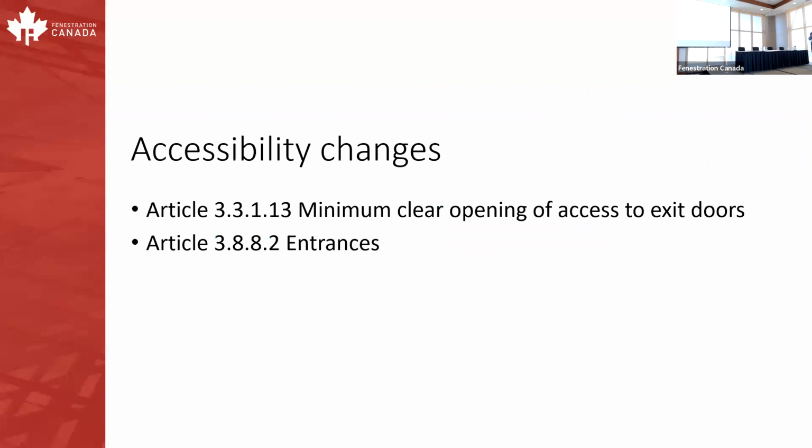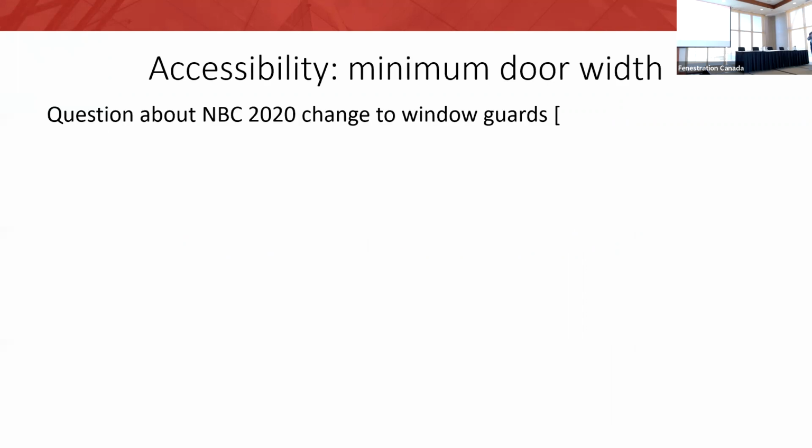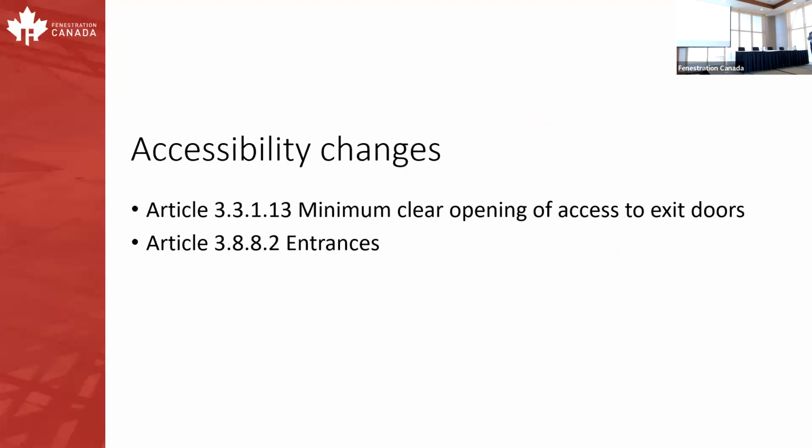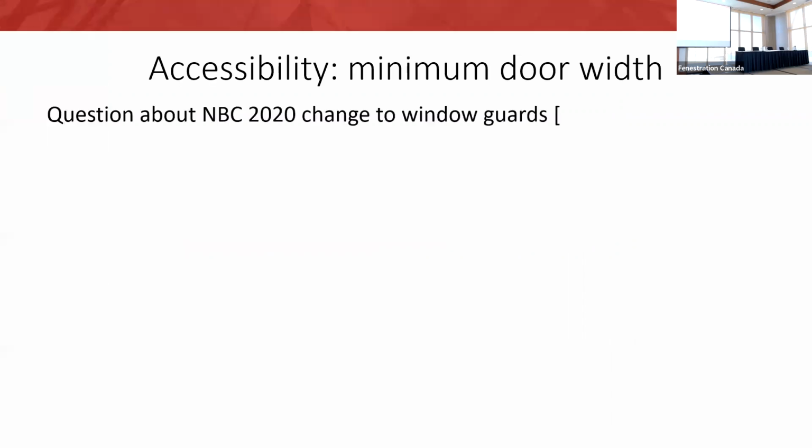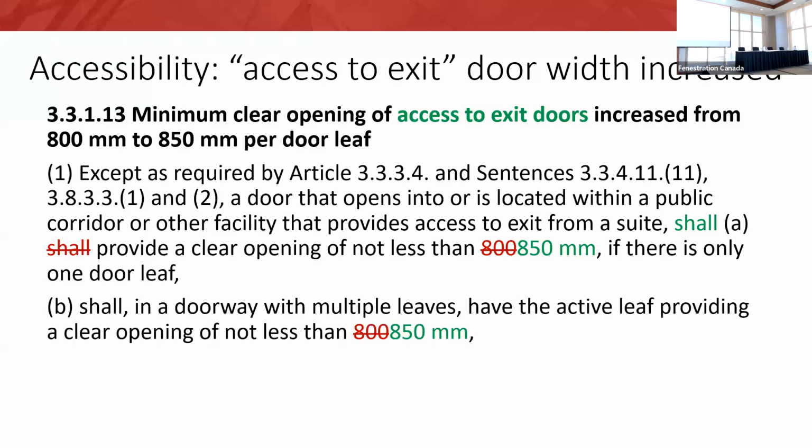Interested in accessibility changes? This might affect some people. The minimum clear opening of access to exit doors has been increased. So that could affect door slab sizes. The minimum clear opening of access to exit doors has increased from 800 millimeters to 850 millimeters per door leaf. And that's the actual code language there. The crossed out numbers, they were 800, now they're 850.